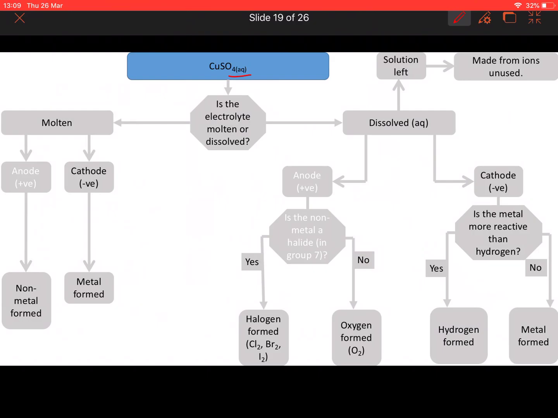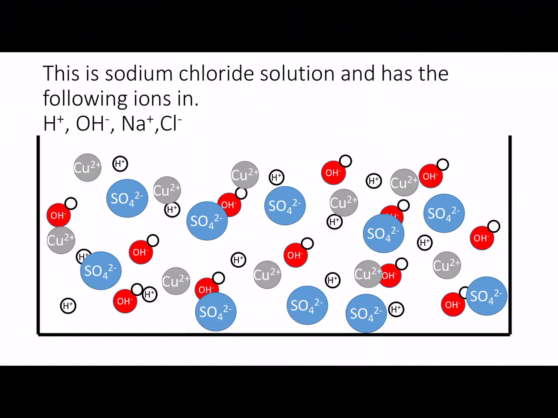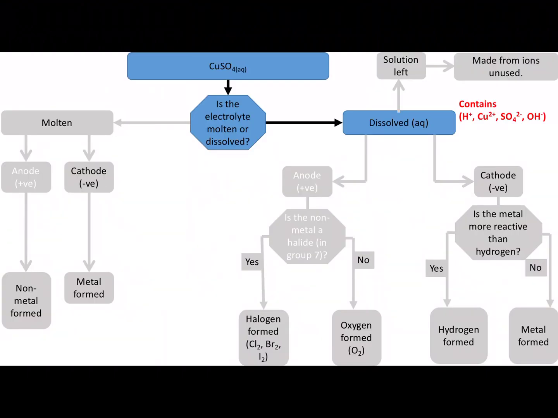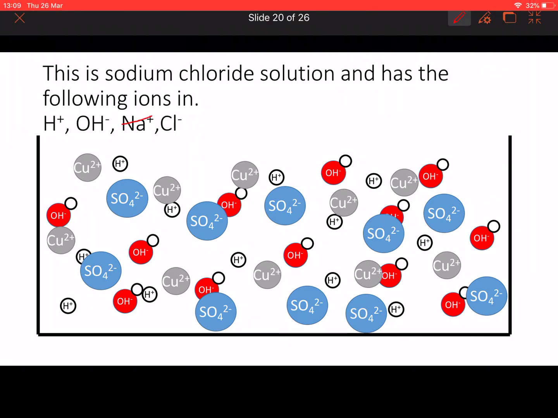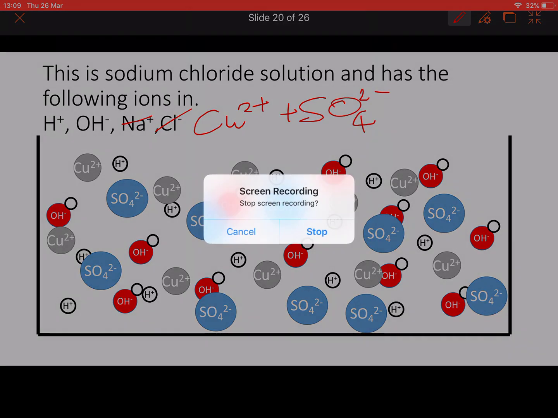It does say aq, so that means that it is aqueous, and this would be something like what it would look like. So again, we've got our hydrogen ions floating around, we've got our hydroxide ions floating around. This time, and I didn't update what I had at the top, we don't have sodium ions and chloride ions, we've got copper ions, and we've got sulfate ions, which are SO4 2 minus.